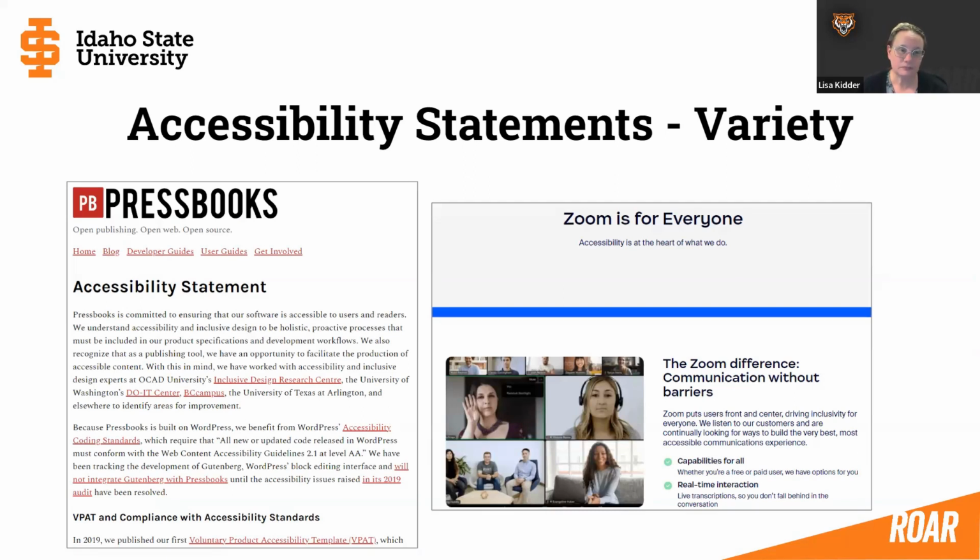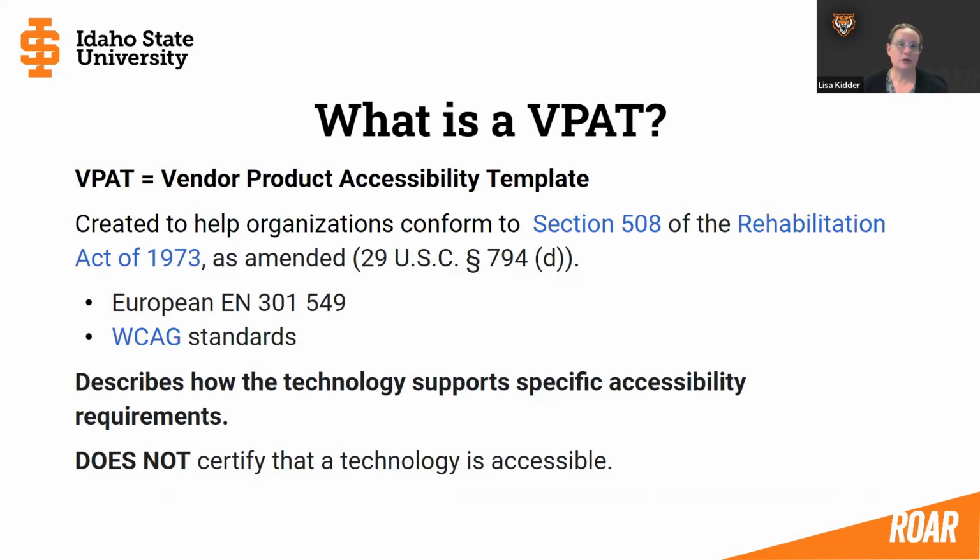There is an item called a VPAT that's listed in the annotations for Specific Review Standard 8.7. VPAT stands for the Vendor Product Accessibility Template. And this is a template that was created to help organizations conform to Section 508 of the Rehabilitation Act of 1973. They've also been expanded and revised so that they meet European standards and the worldwide standards of the Web Content Accessibility Guidelines, or WCAG.